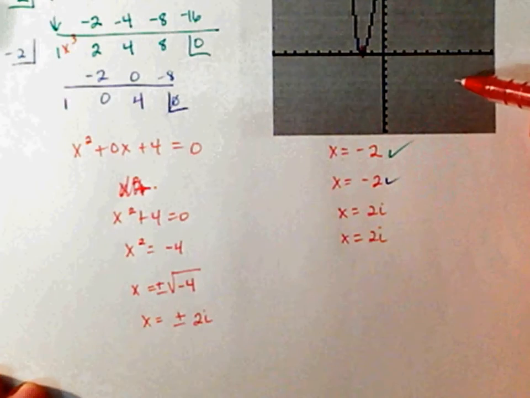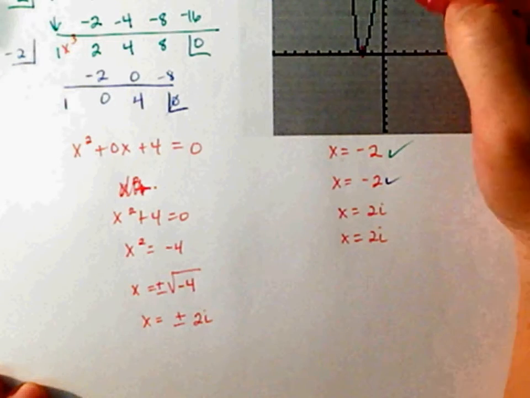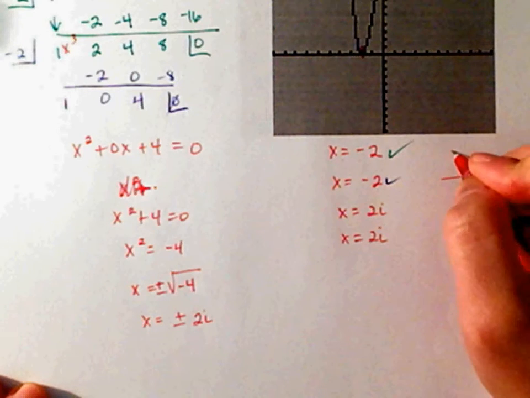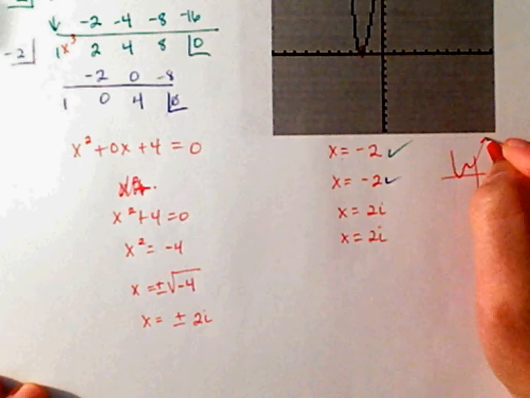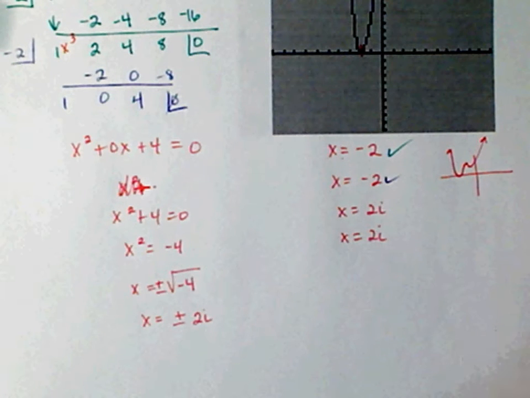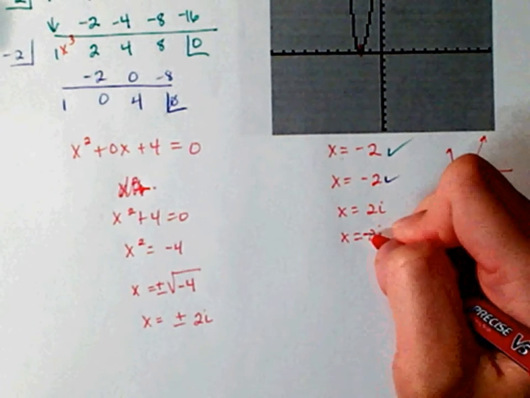So your graph probably looks something like this. Okay? Just to let you know. See how I didn't come back and hit the x-axis? Because it's an imaginary answer. One's plus, one's minus. So just want you to be aware.